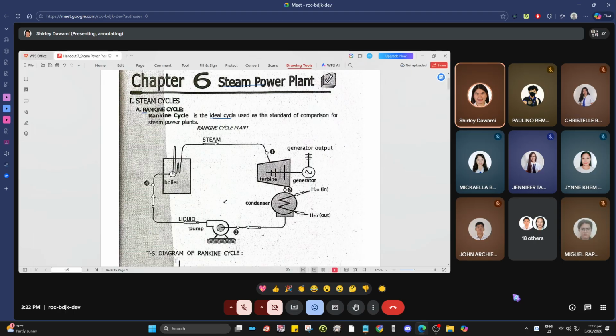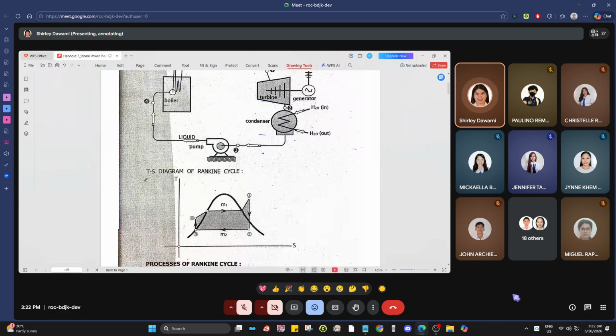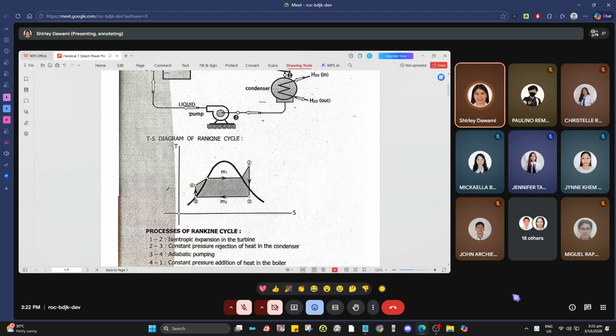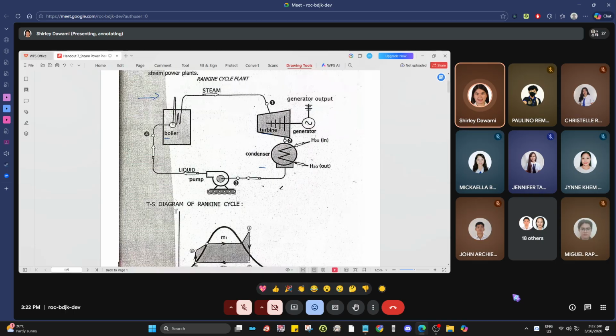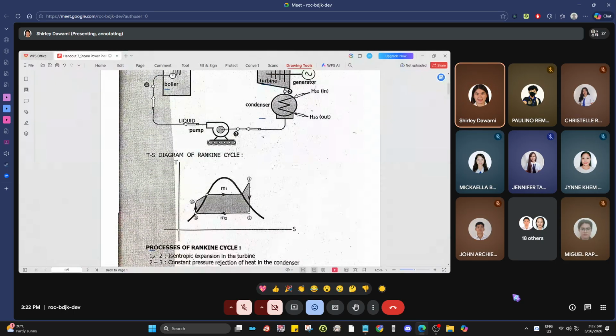This is the simple schematic diagram of a Rankine cycle, which has a pump, boiler, turbine, and condenser. Also here is the TS diagram of a Rankine cycle as well as the processes. Let's start with process 1 to 2. Process 1 to 2 is an isentropic expansion in the turbine.